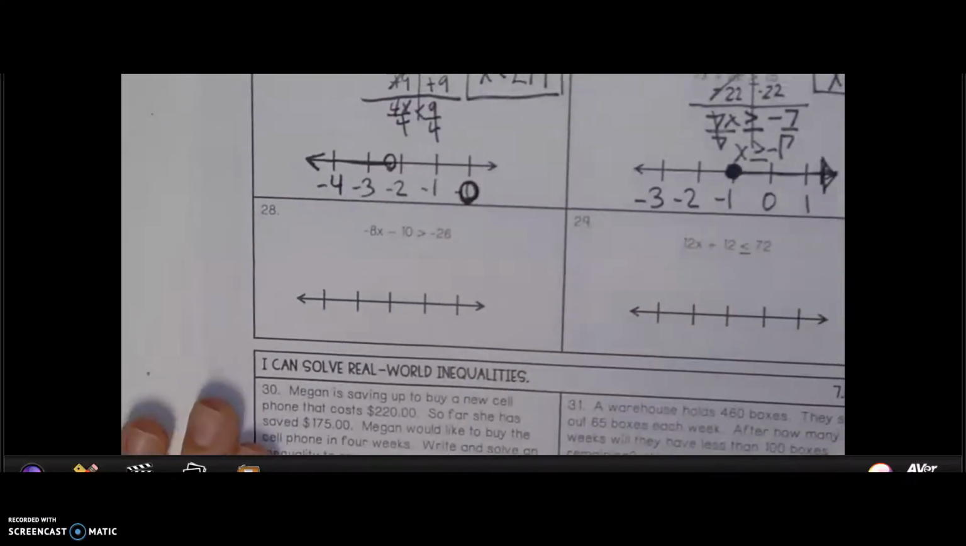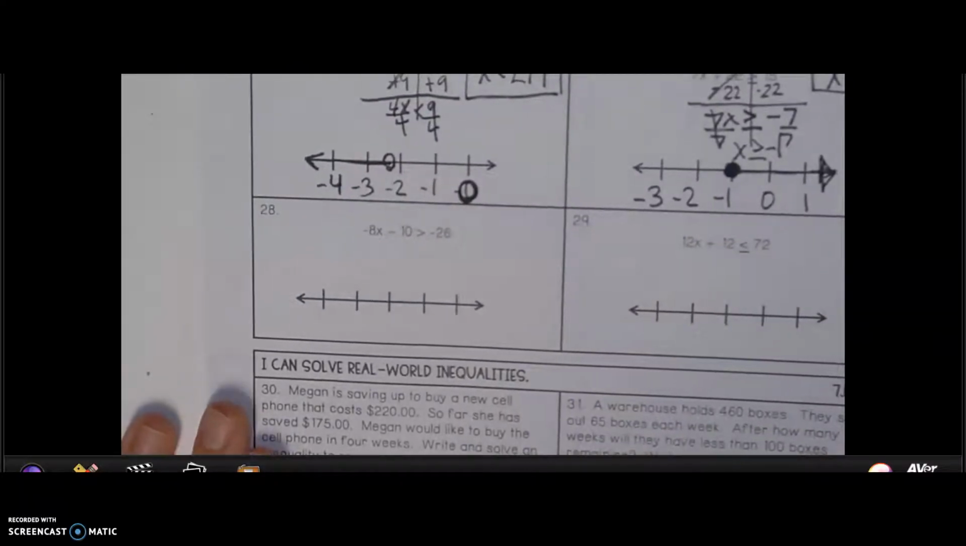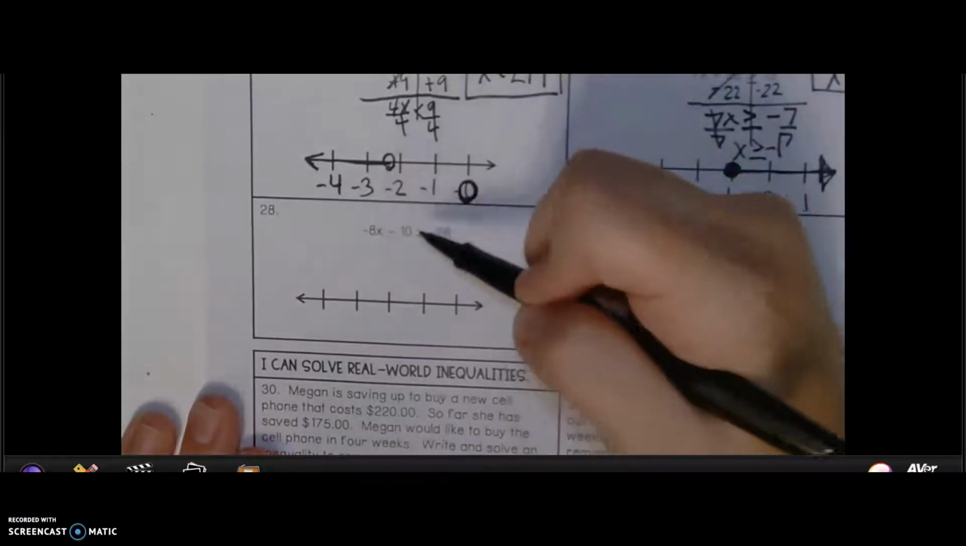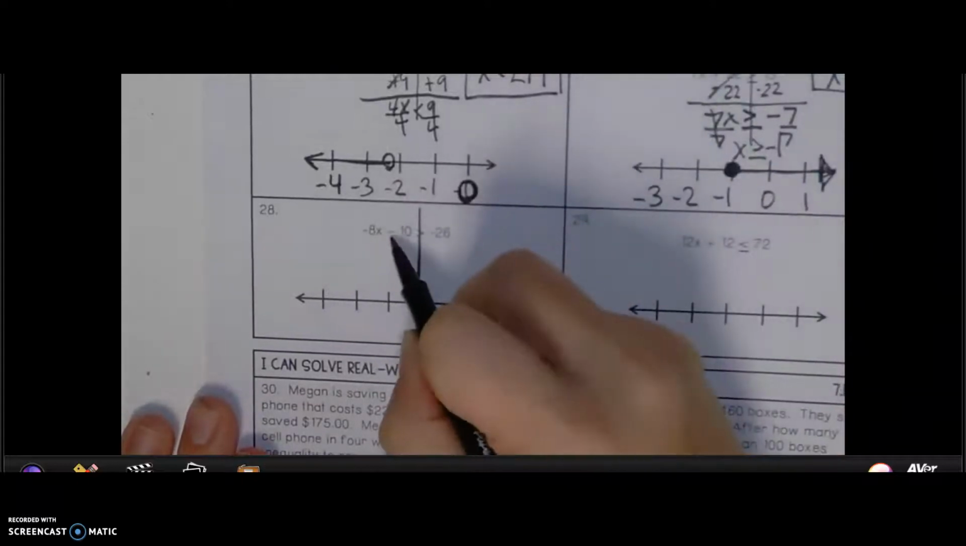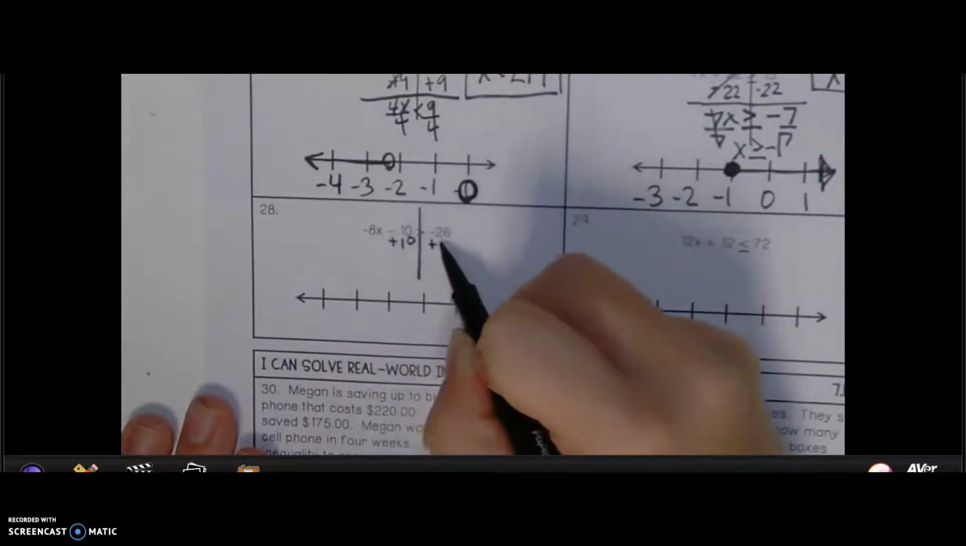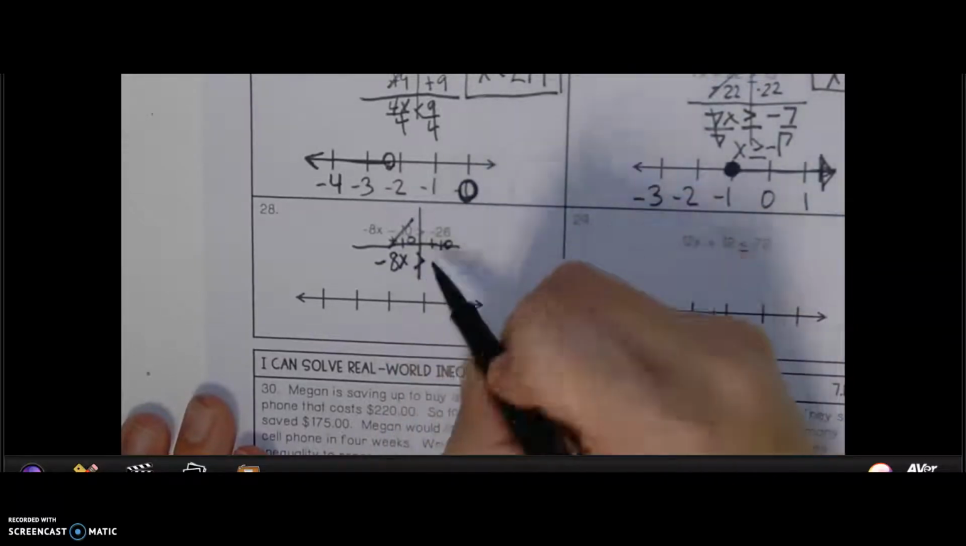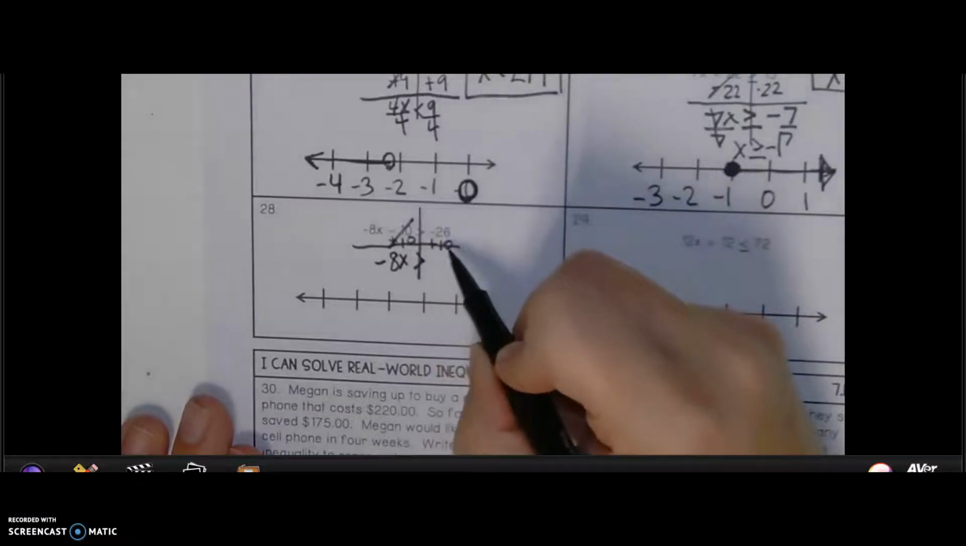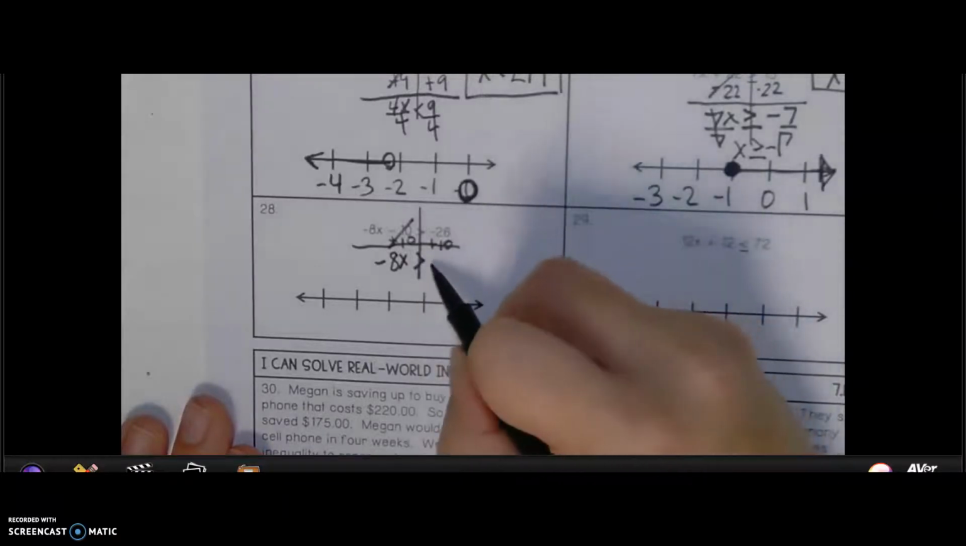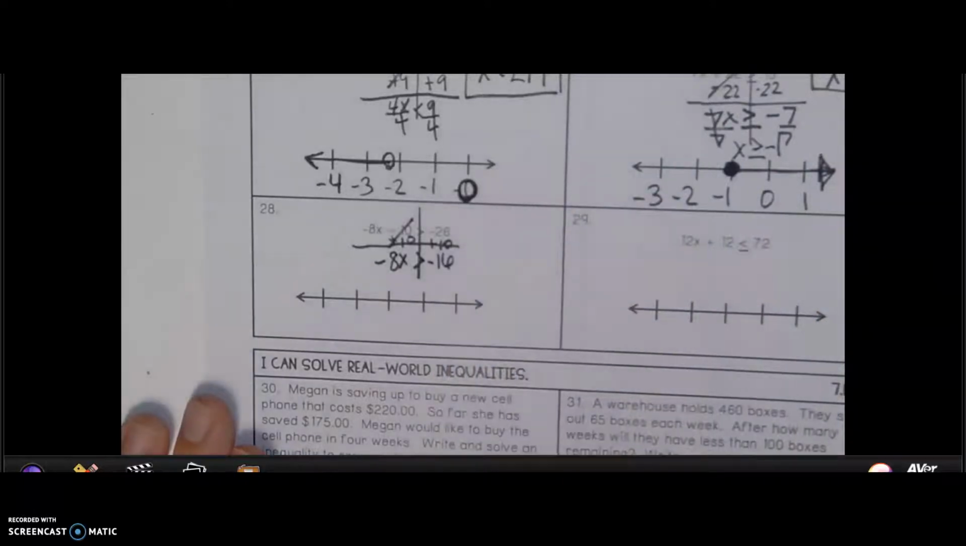Okay, let's look at number 28. Negative 8x minus 10 is greater than negative 26. I'm going to add 10 to both sides. That would give me negative 8x is greater than negative 26 plus 10, which is going to give me negative 16.